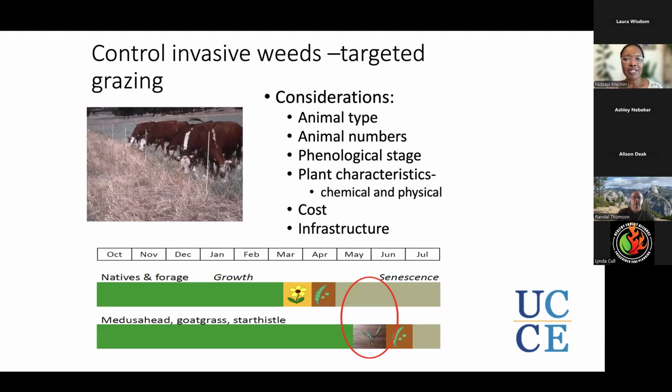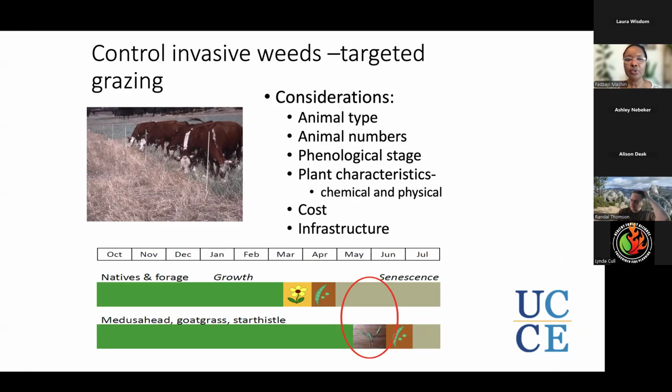And then I just wanted to touch on targeted grazing. So targeted grazing is when we are using grazing as a tool to improve vegetation conditions. In this case, we are using grazing to really focus on reducing weed densities in an environment. And the things that you really need to think about is, what is the animal type that I can use? If you're wanting to push back shrubs, you want to use goats because they are good browsers.